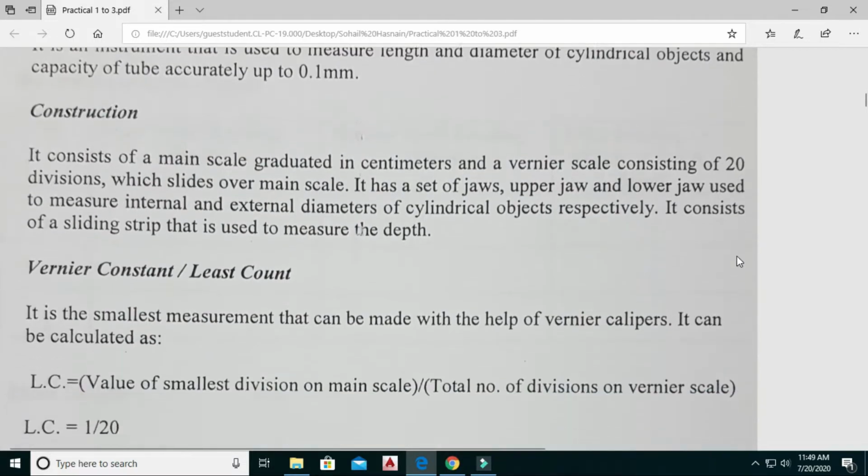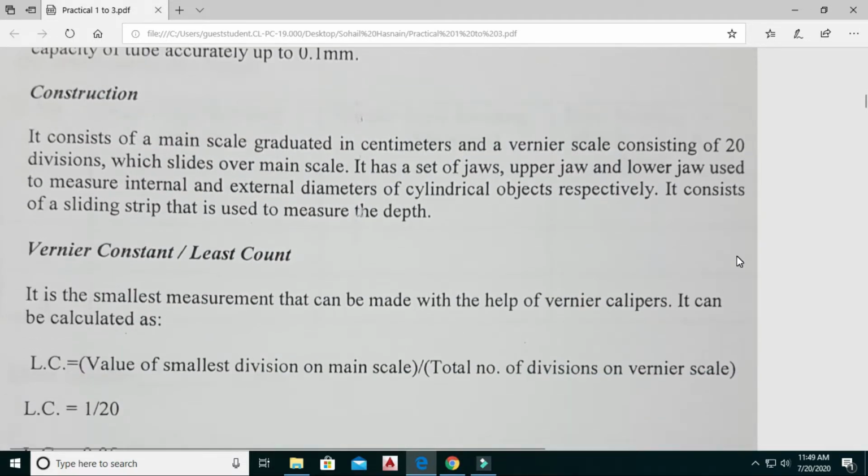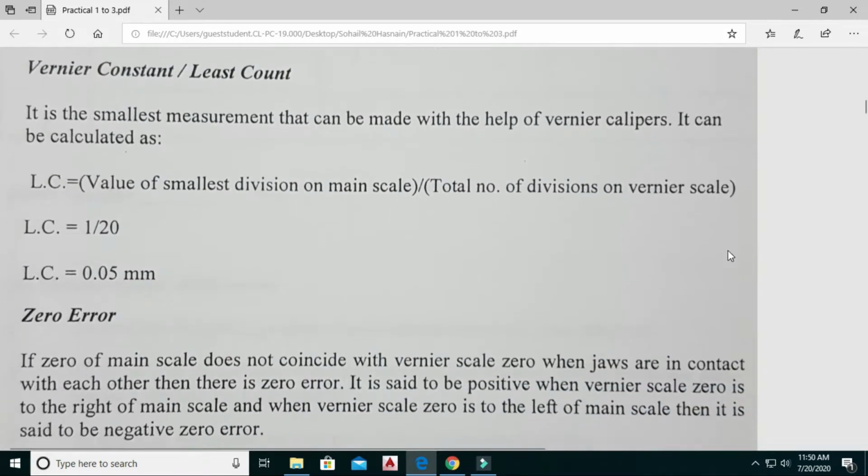It consists of a main scale and a graduated vernier scale of 20 divisions, which slides over the main scale. It has two jaws, an upper jaw and a lower jaw. The upper jaw is used to measure the inner diameter of any object, and the lower jaw is used to measure the external diameter and length of the object. The back strip is used to measure the depth of the object.